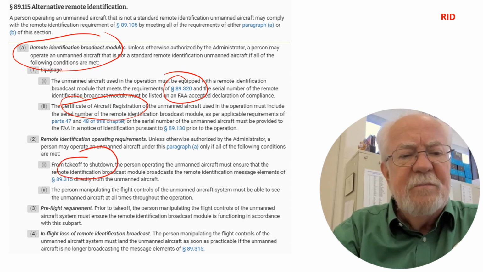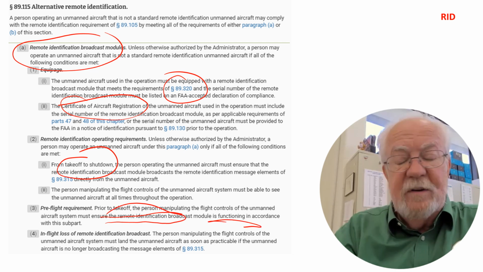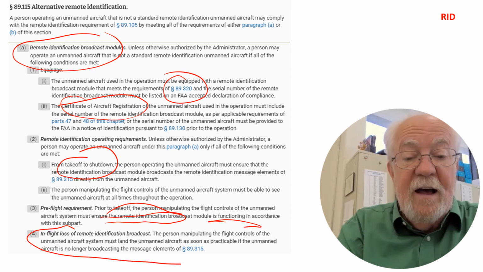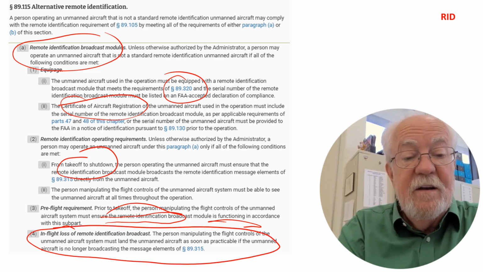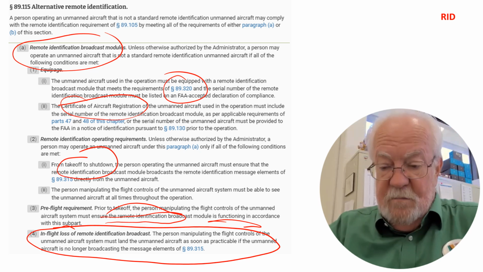Takeoff to shutdown, same stuff. Pre-flight, prior to takeoff, the person with the controls must ensure the remote ID broadcast is functioning. So it has a little green light that says it's working. If you lose it, same old thing: if it stops working, you have to land as soon as practicable. Okay, continue.